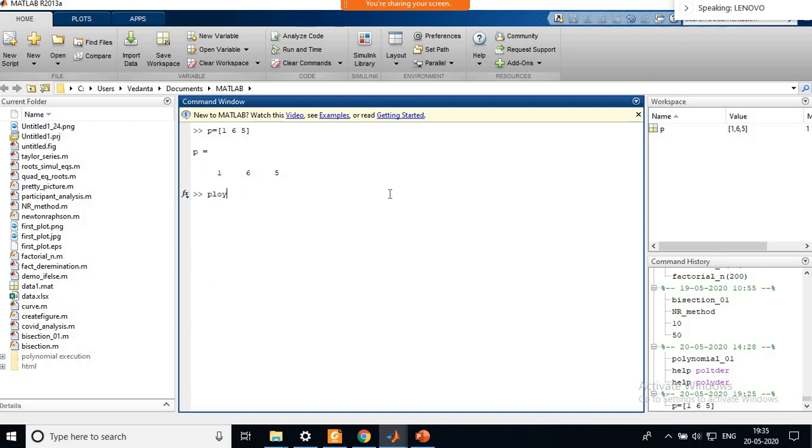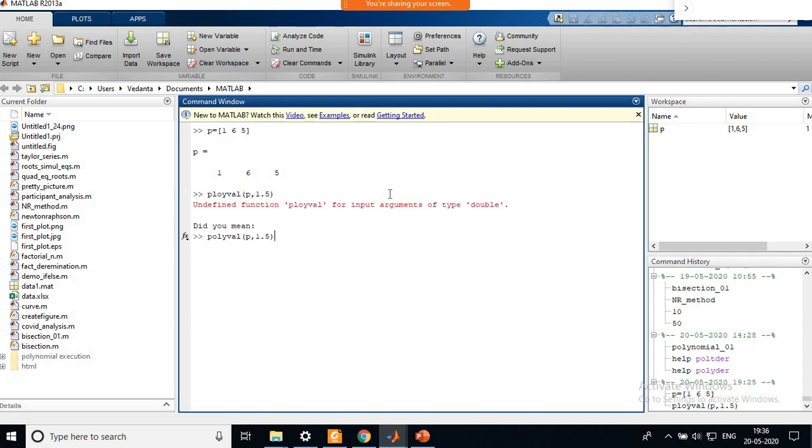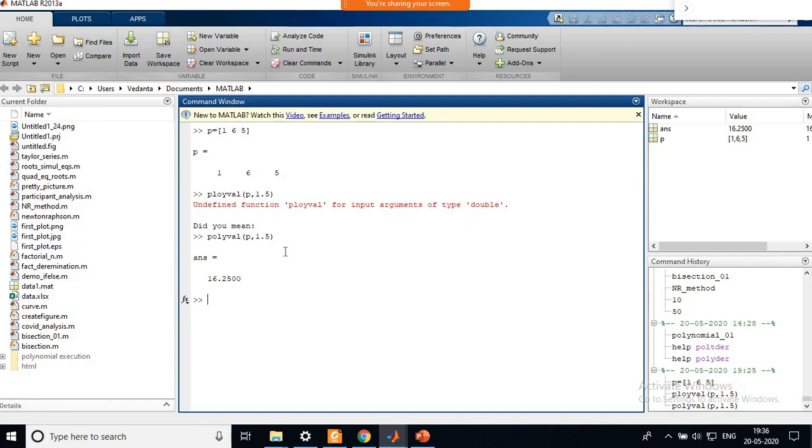So polyval. The first input is p, the entire definition of the polynomial. I want to determine the value at 1.5 something or 1.4 something like this, and when I enter it, there is a spelling check. So it is poly, it should be there, and it is going to give me suggestions. Okay, so it gives a value of 16.25 something. So this is the way we can define a polynomial and determine its value using the function.